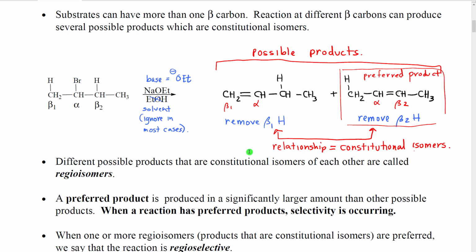In this particular example, we expect more than 90% of the product to be this one, where the beta 2 hydrogen has been removed. And so we would call that the preferred product of this reaction. And we're going to talk about how we would know that that is the preferred product and the rule for deciding that it is the preferred product.